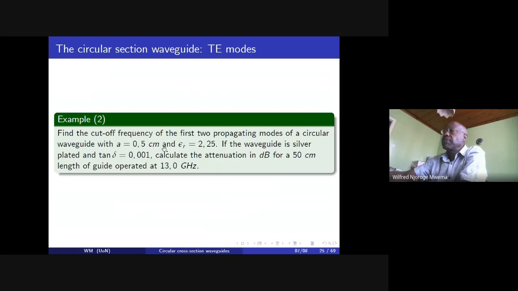Find the cutoff frequency of the first two propagating modes of a circular waveguide with a equal to 0.5 centimeters and epsilon r equal to 2.25. If the waveguide is silver plated and the loss tangent is 0.001, calculate the attenuation in dB for a 50 centimeter length of guide operated at 13 gigahertz.